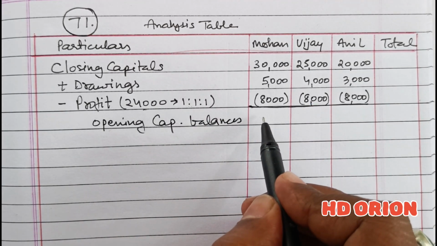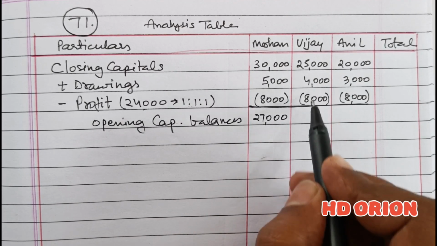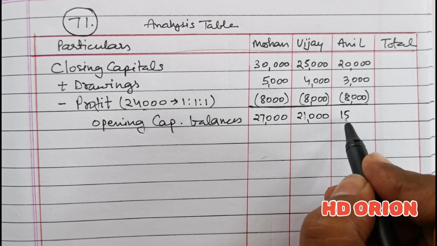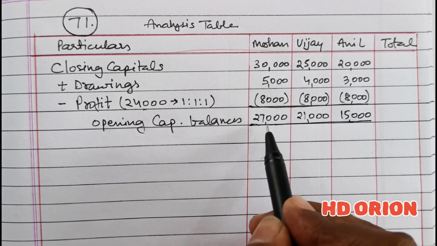So for partner Mohan, it is 27,000 rupees. For partner Vijay, when you add this, you get 21,000 rupees. And the third partner, 15,000. These are the opening capital balances of the partners.